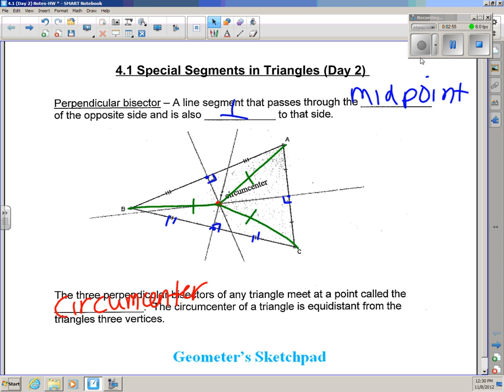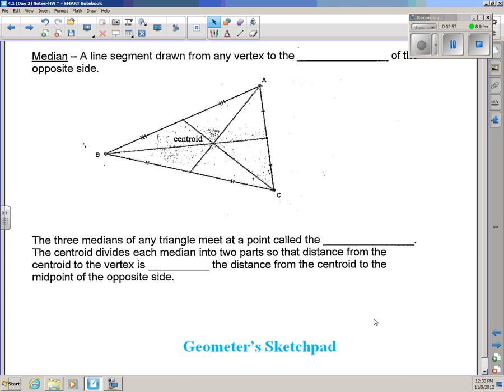Okay, so the next one that we had talked about is called the medians. And median, by definition, I think you know this too, is a line segment drawn from any vertex to the midpoint of the opposite side. So the 3 medians are all going to meet at a point, and that point of concurrency is called the centroid.